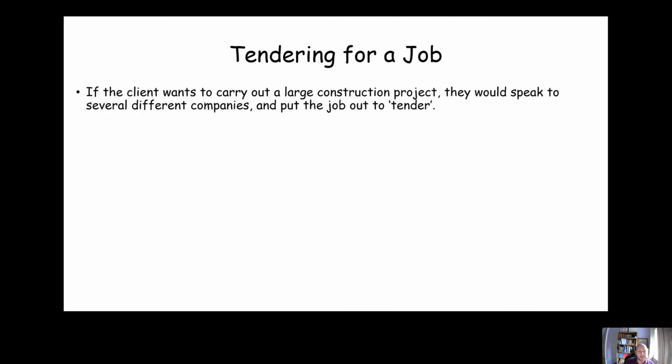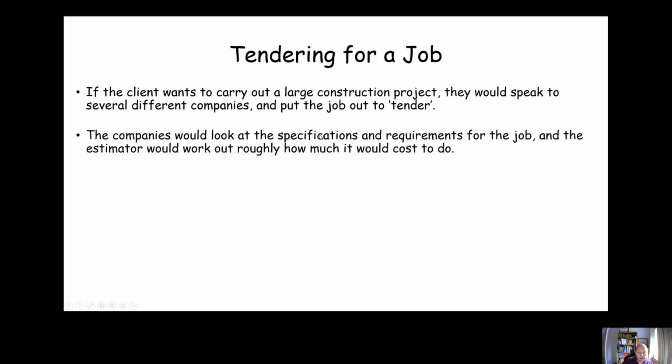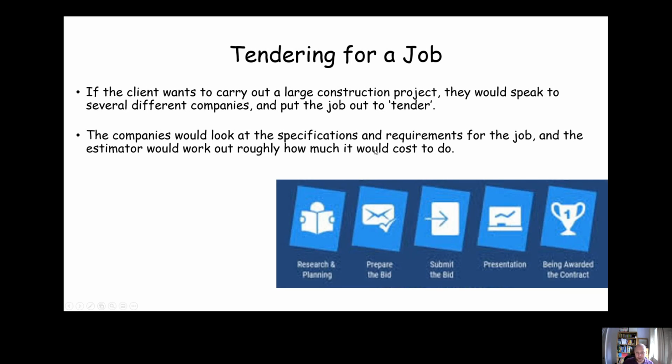I'm going to briefly talk about tendering for a job, and this again normally only happens on the largest of jobs. If there was a really big job, the client would put the job out to tender, and basically the different companies would look at the specifications and requirements for the job, and then the estimator for that company would work out roughly how much it would cost to do.